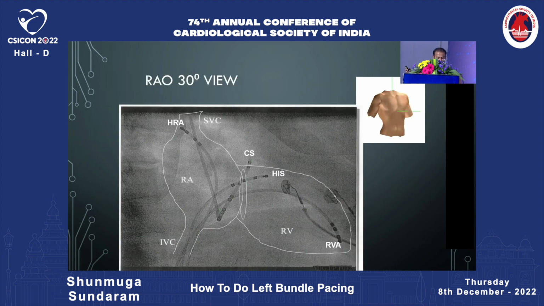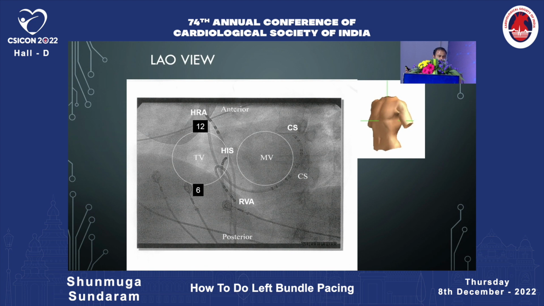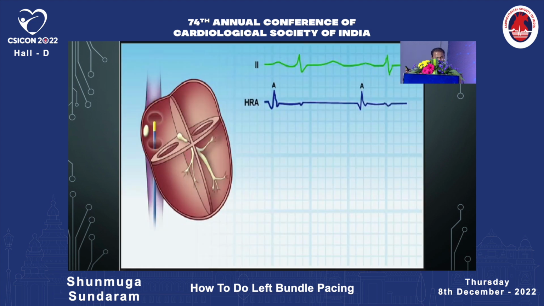So what you have to understand is what is basal and what is apical in RAO view, and what is septal and what is lateral in LAO view. This is very important while you are performing His bundle pacing, and it is even more important when you are doing left bundle branch pacing. So let us take a cartoon showing the intracardiac electrograms.